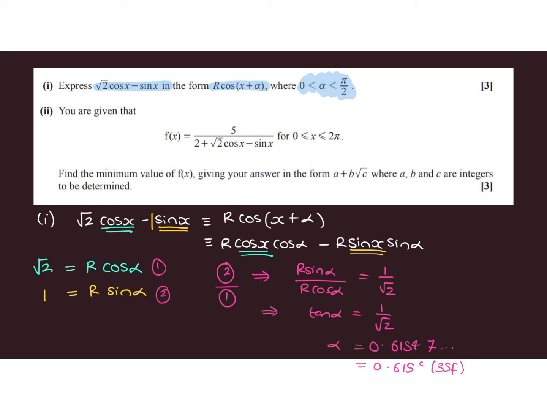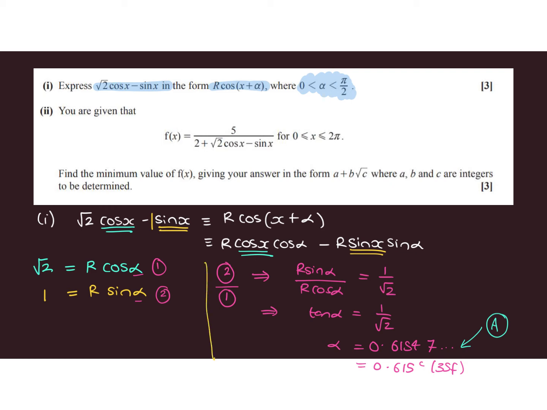Now, there are lots of ways of finding r. We can simply substitute this value of alpha back into either equation and rearrange to find r, but do make sure you substitute in the full calculator accuracy by storing this value of alpha in a calculator memory so that you end up with the most accurate possible value for r.